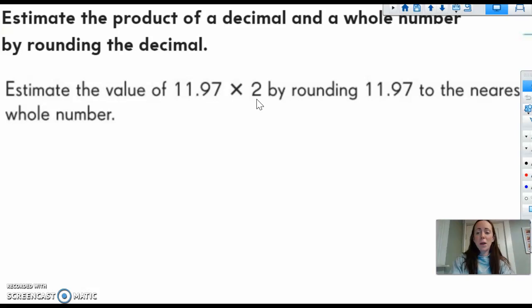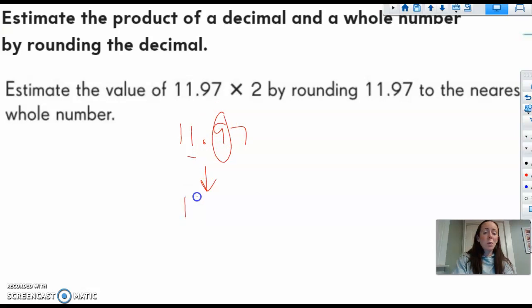Okay, so I'm going to round 11 and 97 hundredths to the nearest whole number. So I'm going to underline my ones place digit. My tenths place digit is going to help me. That 1 is going to jump up to a 2. So now I have 12 times 2. And again, the purpose is I want to be able to do this mentally, which I can. That 2 is perfectly fine to multiply, so I'm able to do in my head 12 times 2, and I get 24.